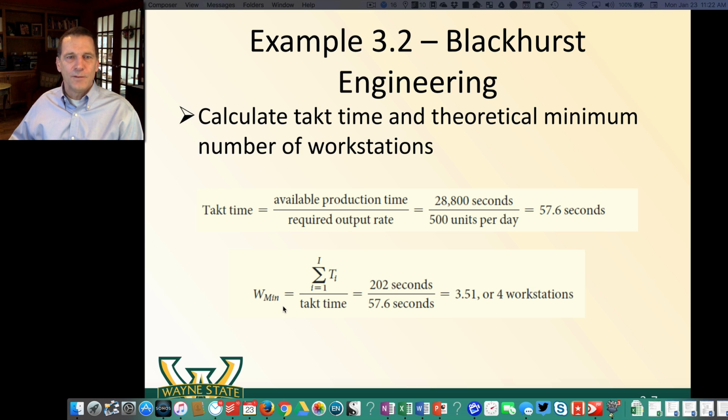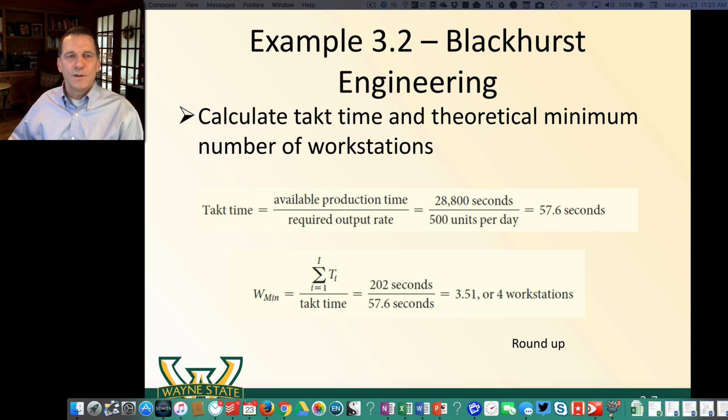Okay, so how do we find the number of workstations? We take the total time we need to work, the 202 seconds, which was the total of all the tasks, the real work we need to perform, and we divide it by the takt time. It comes up that we need 3.51 workstations. We have to round up to 4. If we need 3.5, we can't do with 3. We need 3.5 or more, so we're going to need 4 workstations. We round that up to the next highest number.